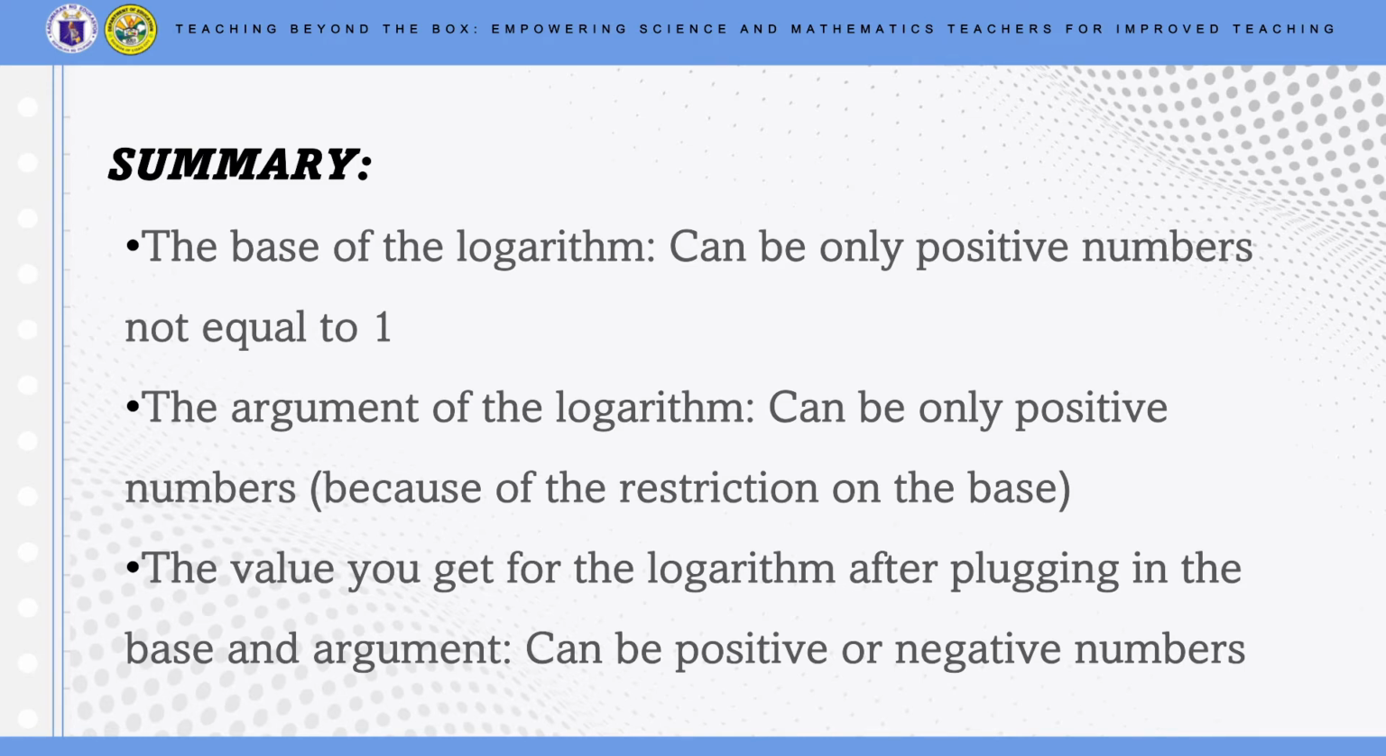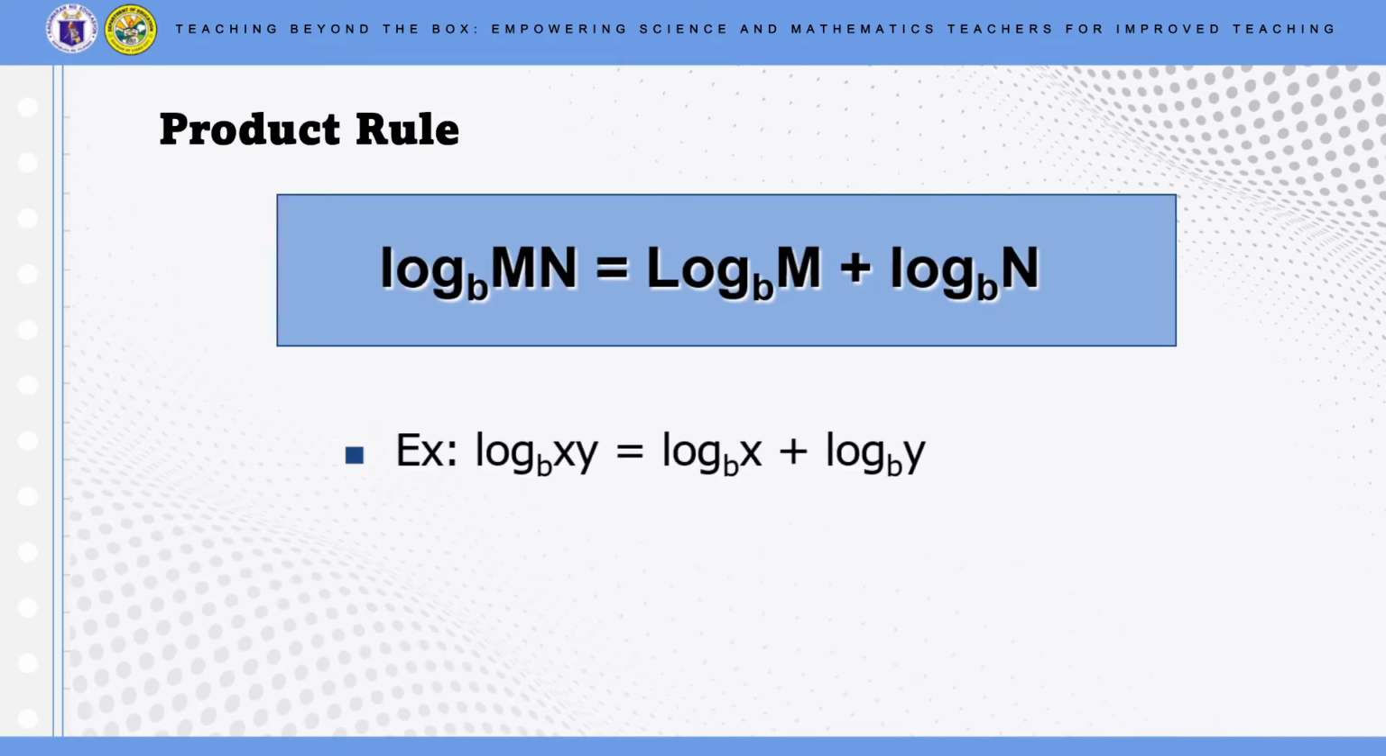Properties of logarithms. The product rule. The logarithm of m times n base b is equal to the logarithm of m base b plus the logarithm of n base b. For example, the logarithm of xy base b is equal to the logarithm of x base b plus the logarithm of y base b.